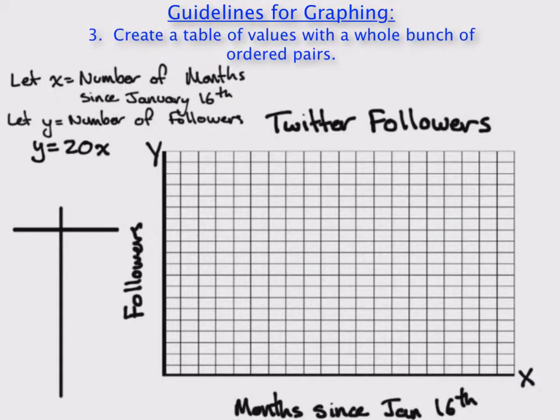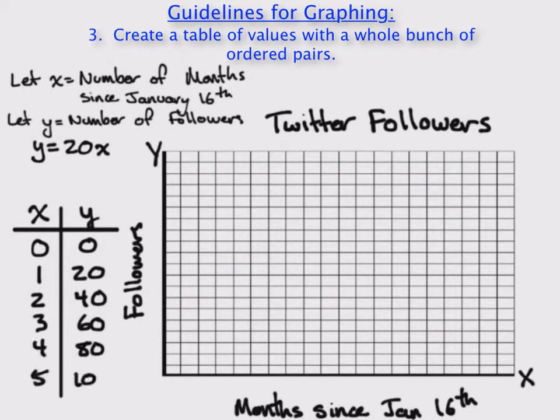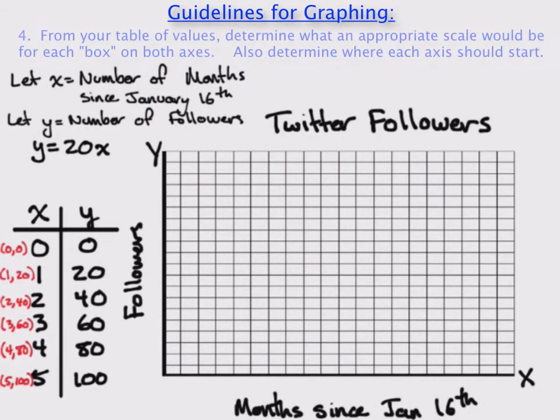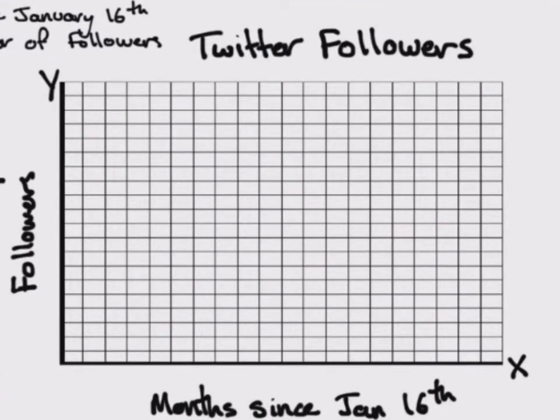Then I suggest creating a table of values with a whole bunch of ordered pairs for the quantities in question. Now that you have your table of values, let's determine what an appropriate scale would be for each box on each set of axes. So for instance, on our horizontal axis, let's let 2 boxes represent 1 month. And on our vertical axis, let's let 2 boxes represent 20 followers, or 1 box represents 10 followers.